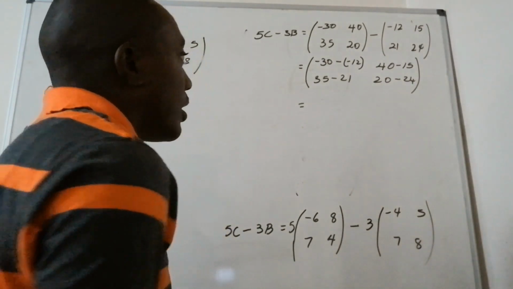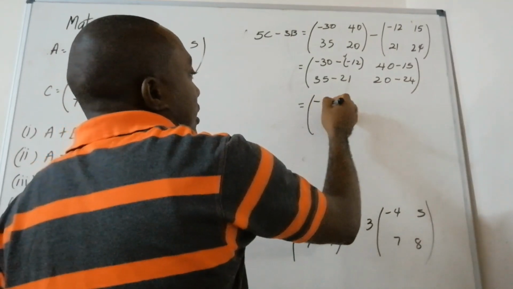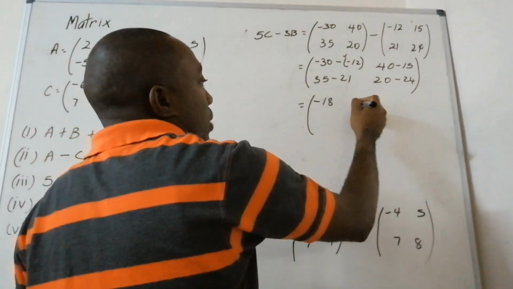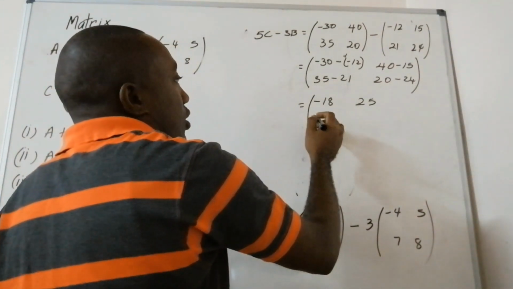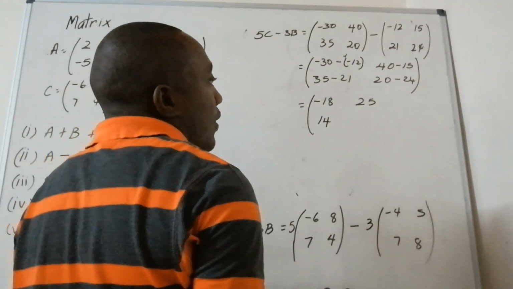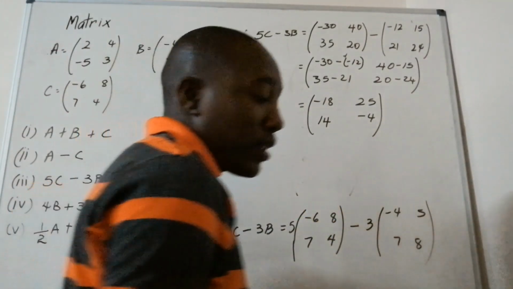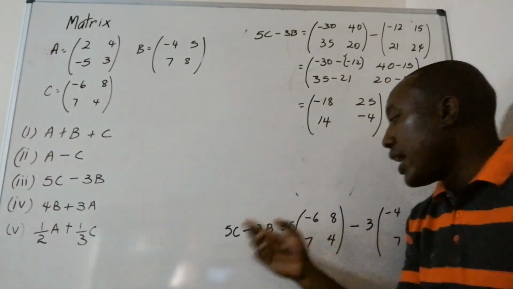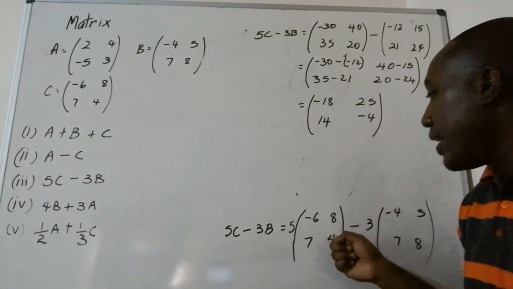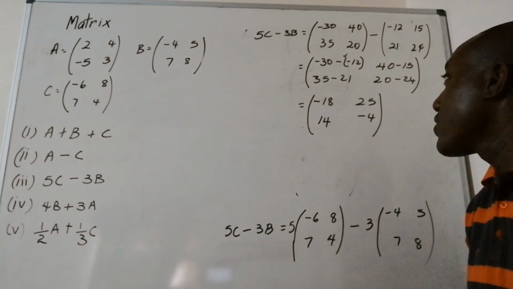which will give us, this here will be plus, so that will give us minus 18, 40 take 15, which will give us 25, 35 take 21, which will give us 14, and 20 take 24, which will give us minus 4 as our answer. So 5C take 3B, this is how we go about doing it. First, multiply our scalar by the matrix, in both cases, then we go and subtract.